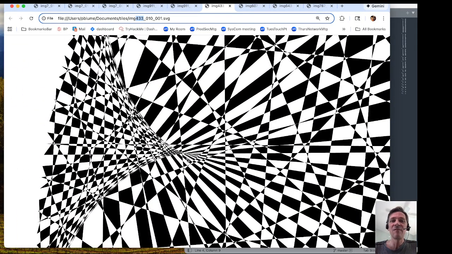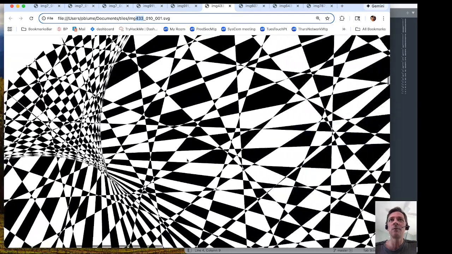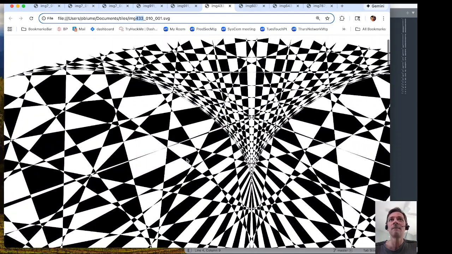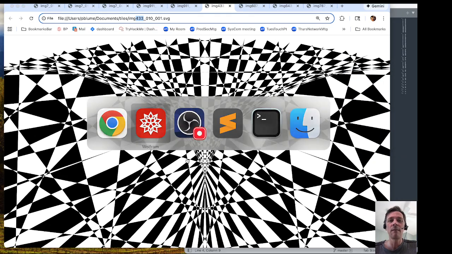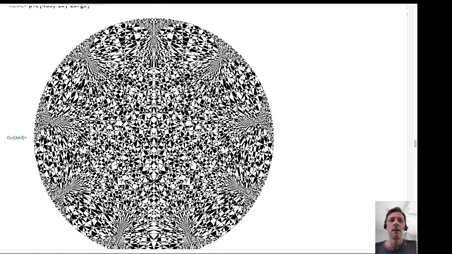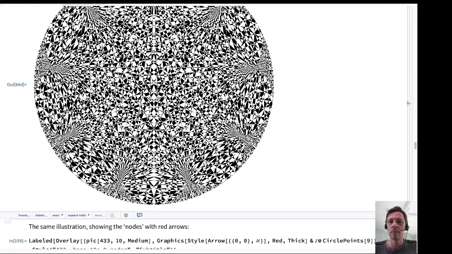And the base is 10. The number of little nodes, volcano nodes, is 9. Which is 10 minus 1, right? Base 10, 9 nodes.